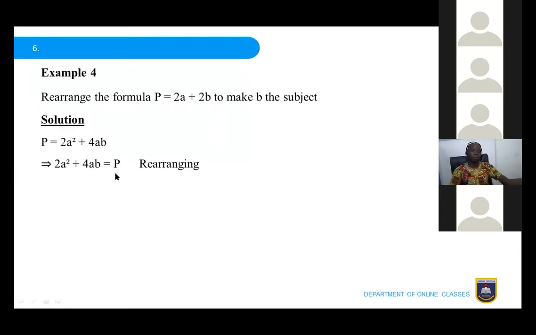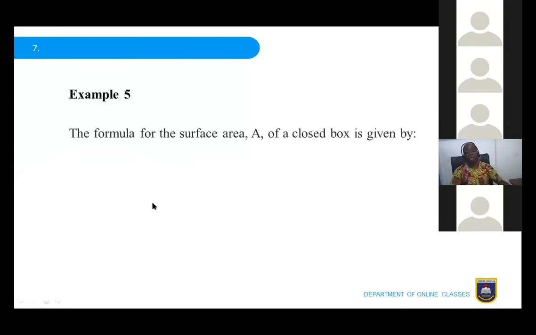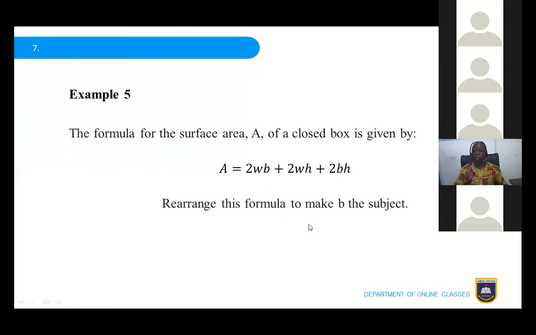We go to another example. The formula for the surface area A of a closed box is given by A equal to 2WB plus 2WH plus 2BH. Rearrange this formula to make B the subject. Everybody should try this. We are making B the subject.